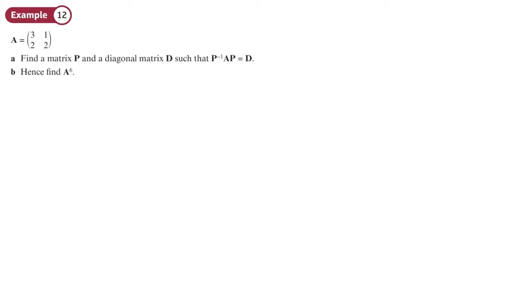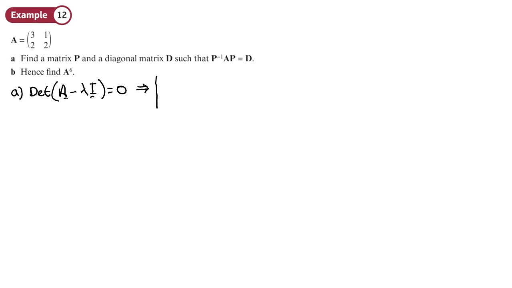Okay, so here we've got matrix A, and the question says find a matrix P and a diagonal matrix D such that P inverse AP equals D. Okay, so this should be nice and straightforward for us. So we want to find the determinant of this matrix here, and solve this characteristic equation.